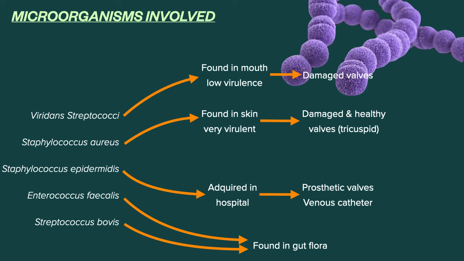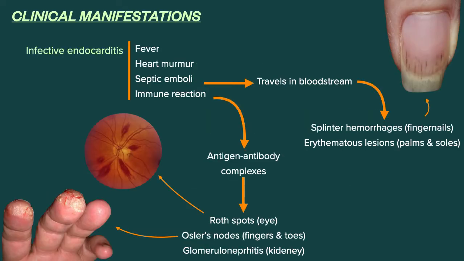The two other bacterial species are Enterococcus faecalis and Streptococcus bovis, which are both normally found in the gut flora. However, when somebody has severe colorectal disease like colorectal cancer or ulcerative colitis, these gut bacteria can migrate across the gut lining into the bloodstream, which is a setup for potential endocarditis.